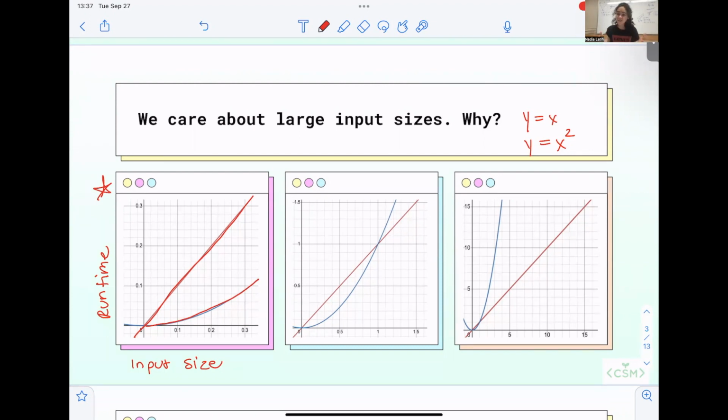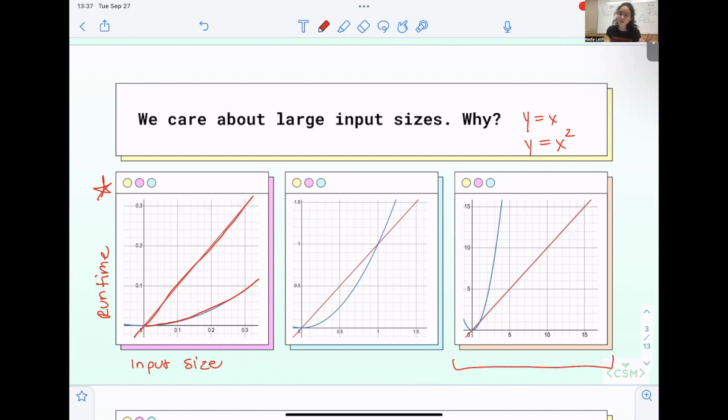However, as I proceed to zoom out and look at the bigger picture, I can see very, very clearly that it turns out y equals x has a much better runtime than the algorithm that has a growth function represented by y equals x squared. So there's two main reasons why we want to look at large input sizes. Number one is that small input sizes can be misleading, which is demonstrated very clearly by these graphs.